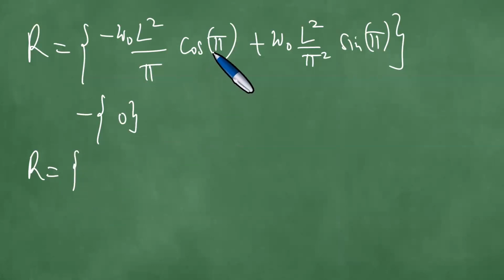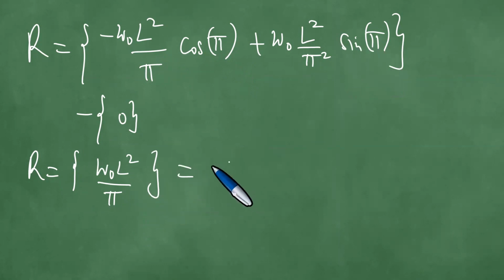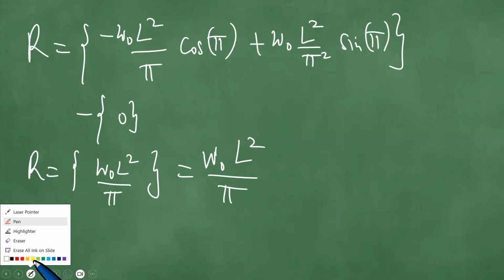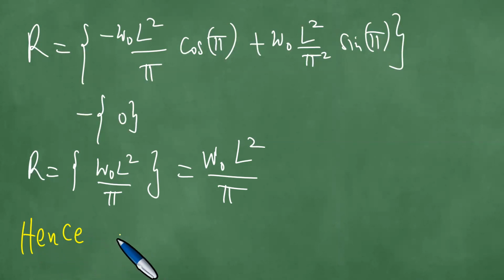The reaction. The cosine of pi is minus 1, so that when you multiply here, it becomes W0 L squared over pi. The sine of pi is 0. So this is W0 L squared over pi. And the conclusion hence is that the reaction is W0 L squared over pi. Now, this is the reaction as required in the question, and we are done solving this particular problem.